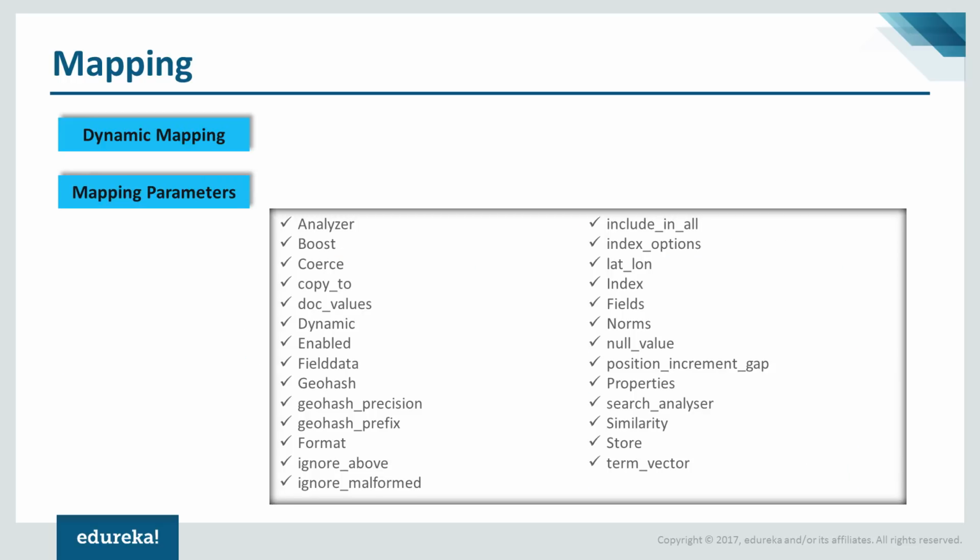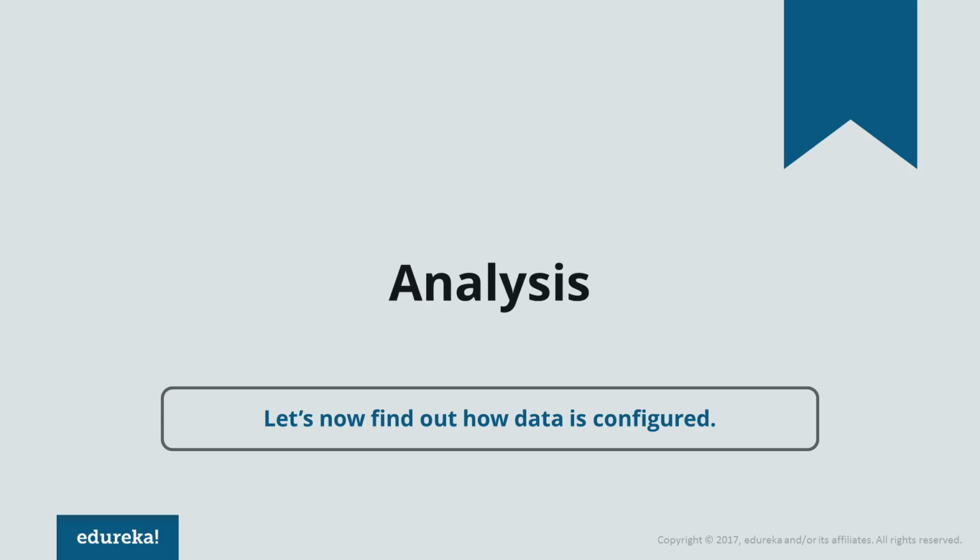These are some of the mapping parameters which we can use in our queries, like boost, analyzer, copy_to, geo hash if you're working on geo hash, and format, if you want to make the output presentable. Likewise, there are some more, like include_in_all, index options, fields, norms, null values, etc. So let's find out how the data is configured.